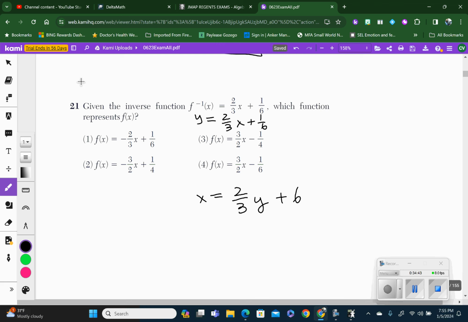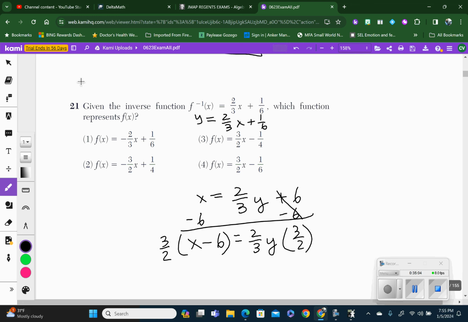None of them have x equals, so I can't stop there. I have to get the y by itself, subtract 6 from both sides. This cancels out. X minus 6 equals 2/3 y. And then I have to get rid of the 2/3 by multiplying by the flip, 3/2. So I have to multiply this side by 3/2 as well. That allows us to cancel this. So I have y on the right.